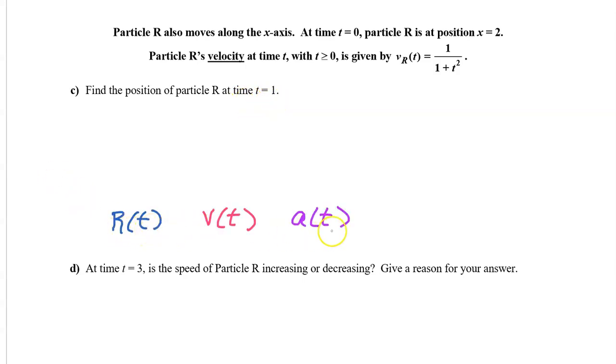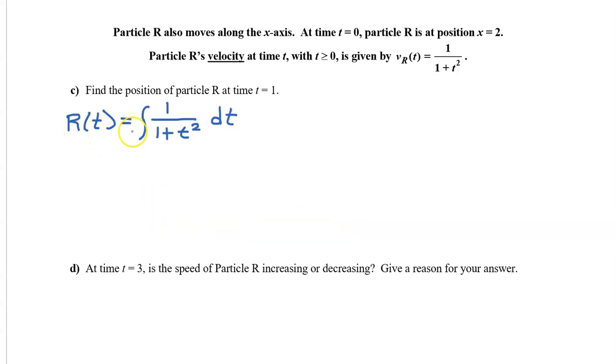In the chain of calculus, it goes position, velocity, acceleration. I can move to the right by differentiating, taking the derivative. I can move to the left by integrating, finding the antiderivative. In this case, they gave us a function for the velocity of particle r, and they're asking me about the position of particle r. So I'm going to have to integrate to find a position function.